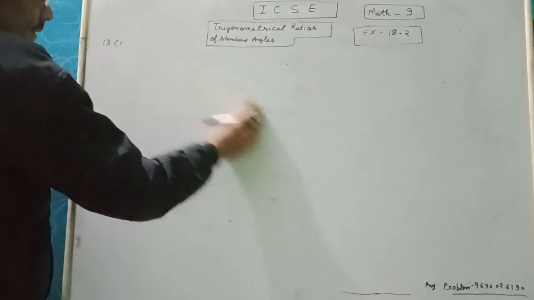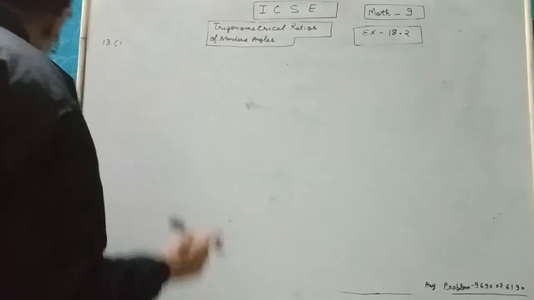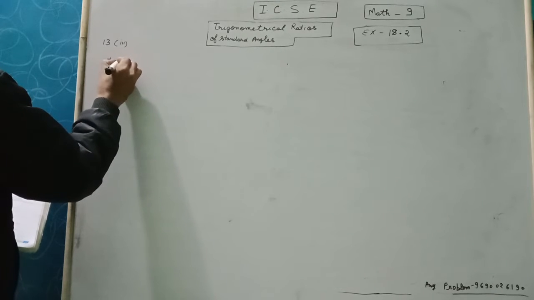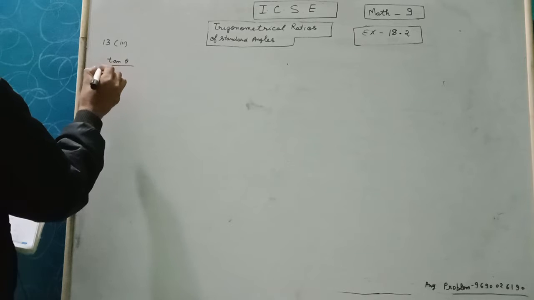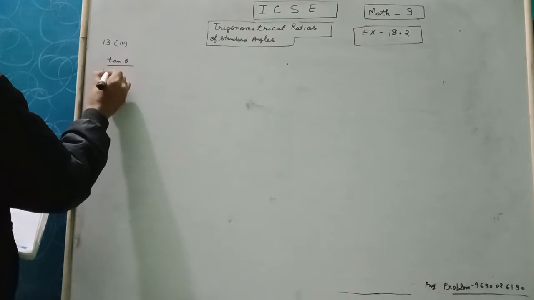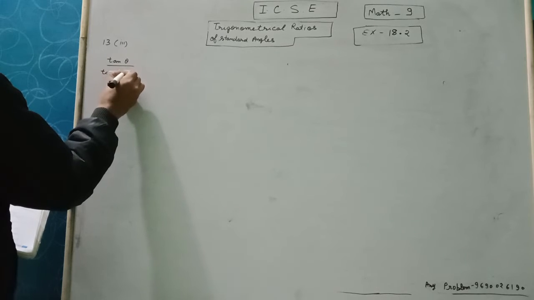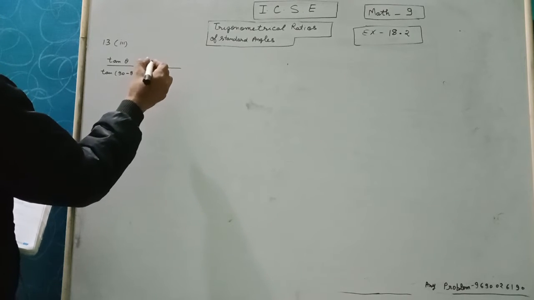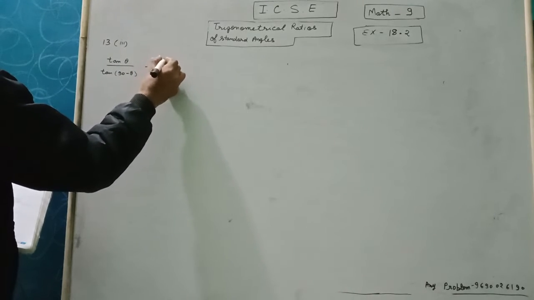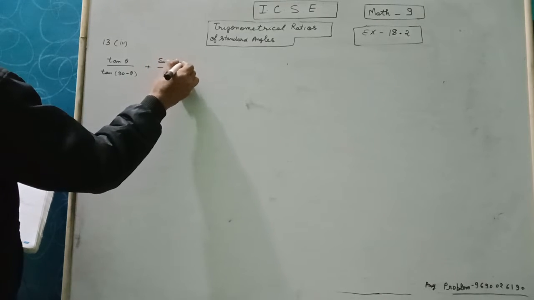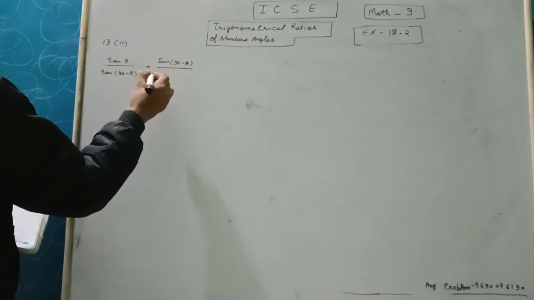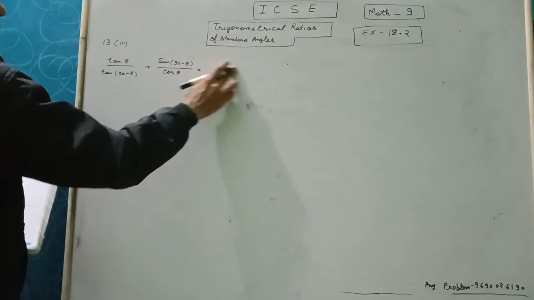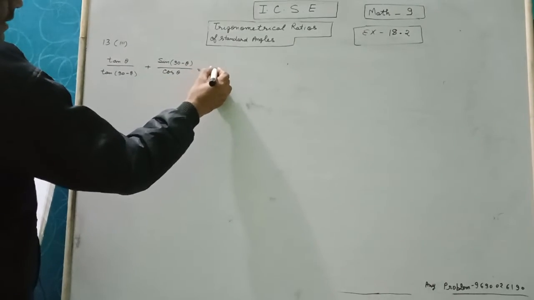Question 13: tan theta upon tan(90 minus theta) plus sin(90 minus theta) upon cos theta is equal to sec square theta.